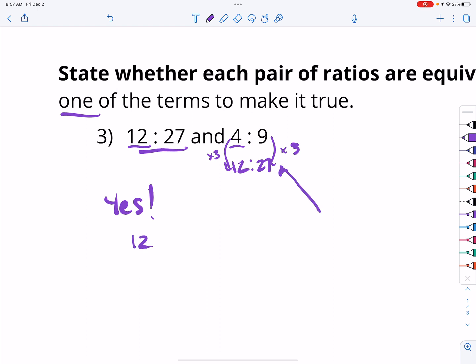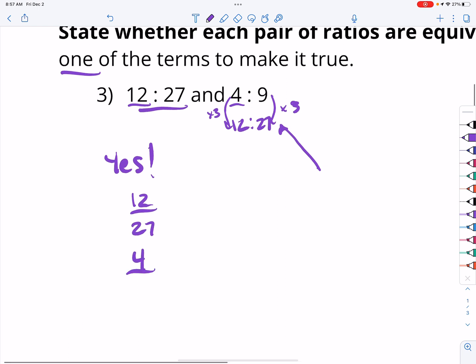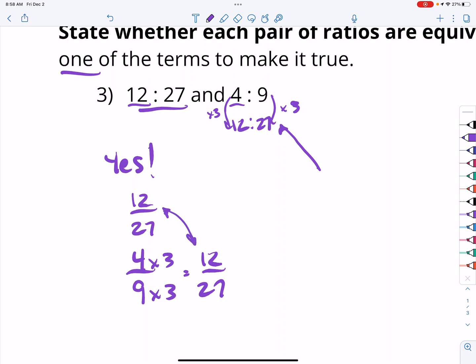You could have also written this as fractions to know that 4 to 9, if I multiply that by 3, and I multiply that by 3, this would be 12 to 27. And so utilizing what we know about equivalent fractions, we could see that yes, these are related and they are equivalent.